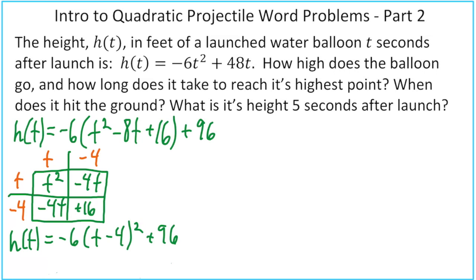Now, the most useful part of vertex form is the vertex. That's where it gets its name. So, what is our vertex? Remember, opposite, don't change it. That gives us a vertex of (4, 96).